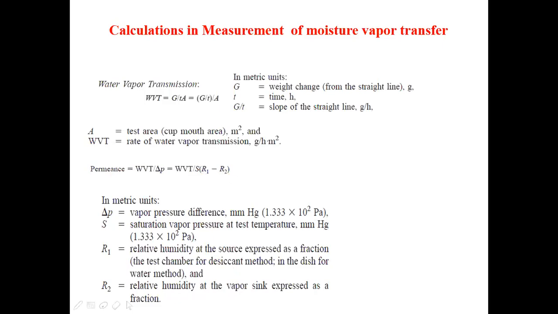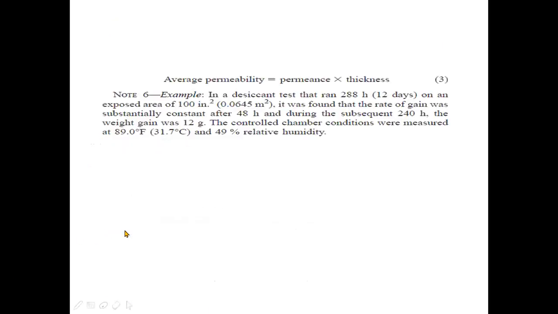And the unit sometimes you can express in terms of perm. Perm is another unit. But in most of the cases, for the practical purpose, the water vapor permeability is expressed in terms of gram per square meter per 24 hours. Okay. Here you can again see how to carry out this calculation.